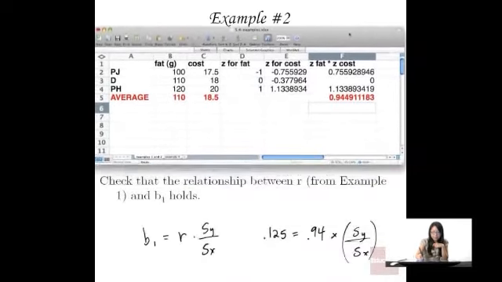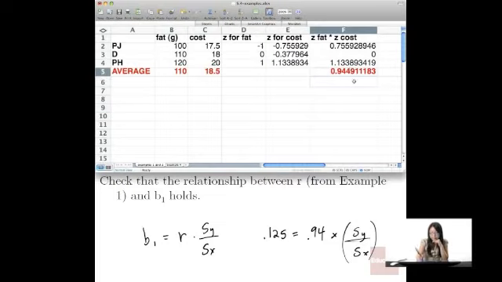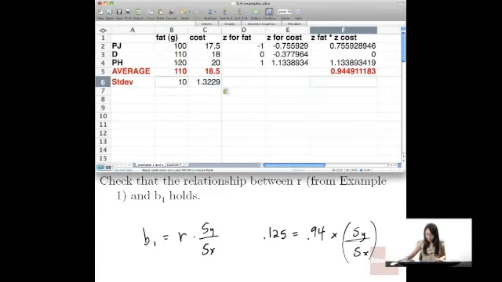That's not too hard. I'm going to move that up here. And so we have R right here. And here, I'm just going to find S sub y and S sub x. So I'll create another column for standard deviation, and get the standard deviation for x and the standard deviation for y. I want to know, is R times the standard deviation of y over the standard deviation of x going to be equal to 0.125? Moment of truth. Voila! What do you see?